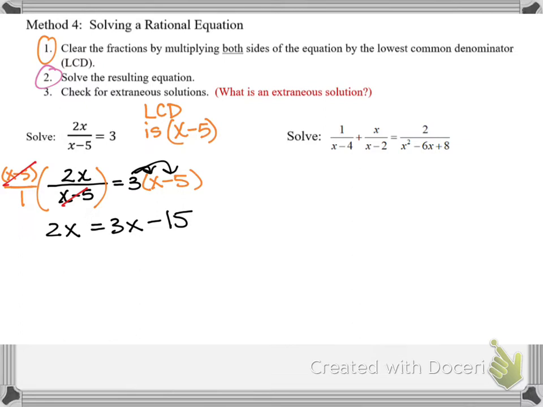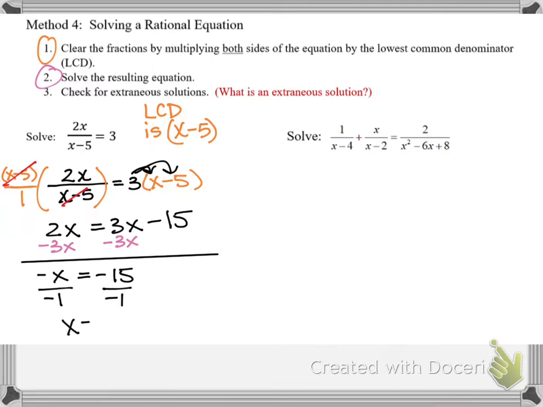Well, my resulting equation is simply a linear equation, so all I have to do is subtract 3x from both sides of the equation. I'm left with negative x equals negative 15. So one more step, divide both sides by negative 1, and x equals positive 15.